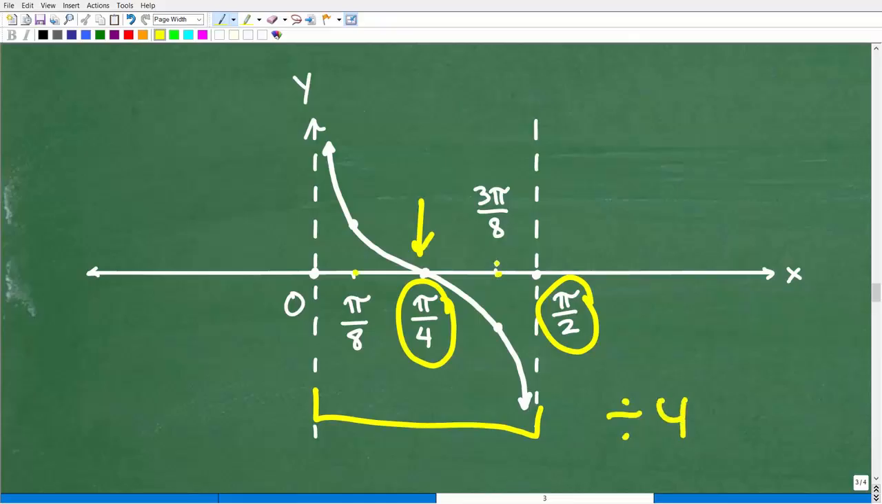Now, you don't have to divide by 4. It's not like an absolute rule, but what we want to do is have a nice span here to show the graph. So in other words, at this point, I have this coordinate. At this point, I have this coordinate. We know this coordinate.